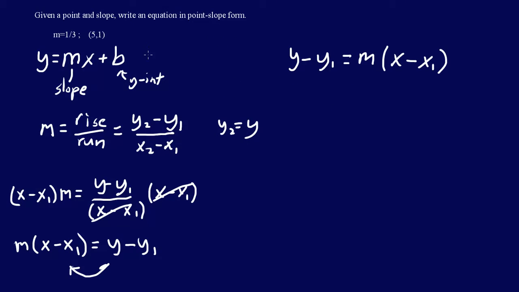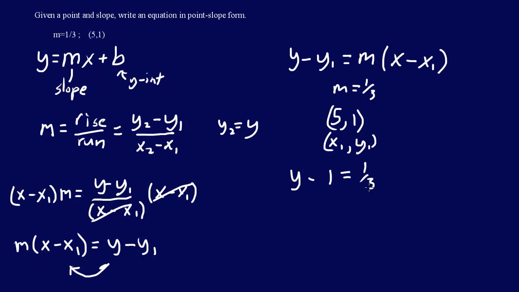So they give us that the slope is equal to m, so slope is equal to 1/3, that is, I should say. And the point they give us is 5, 1. And we can call this x sub 1, y sub 1. And when we plug everything in, we have y minus 1, which is equal to m, which is the slope, 1/3, times x minus 5. And we are done.